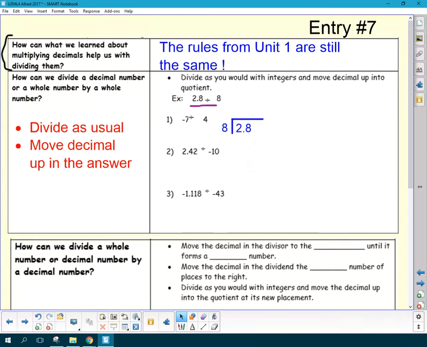8 does not go into 2, but it goes into 28 about 3 times, and 3 times 8 is 24. When you subtract 28 minus 24, you do get 4, and you bring down a 0, and 8 goes into 40 about 5 times. 8 times 5 is 40, so you're all done there.